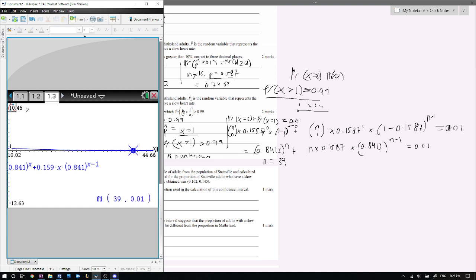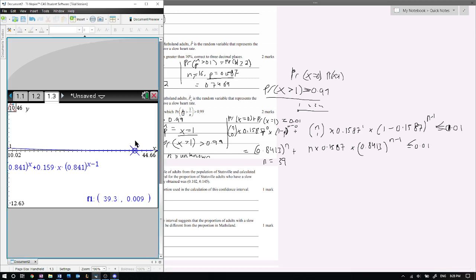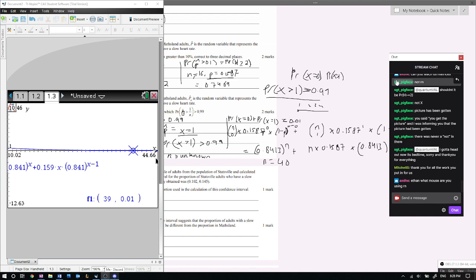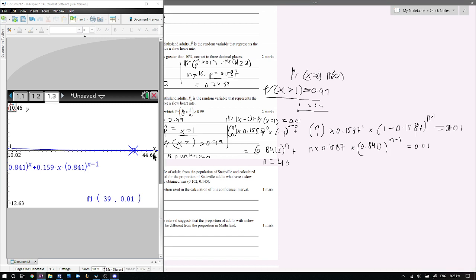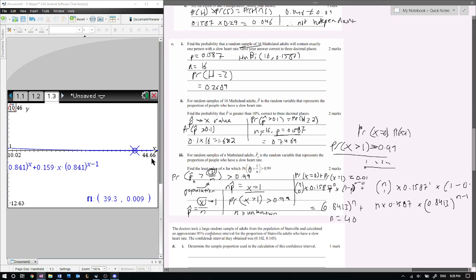Oh, actually, in fact, we can go even further, because our original one was less than 0.01, so it's not including 0.01. So from our graph, 39.3 is the first point where it's less than 0.01, but 39 is equal to. So, in fact, this statement is untrue, because at n equal to 39, the probability is still 0.01, so n would have to equal 40, because 40 is the point at which the probability first dips below 0.01. Like 40 is the first integer. So that does it for finding sample size.